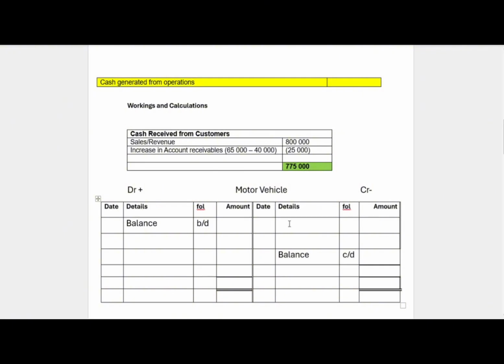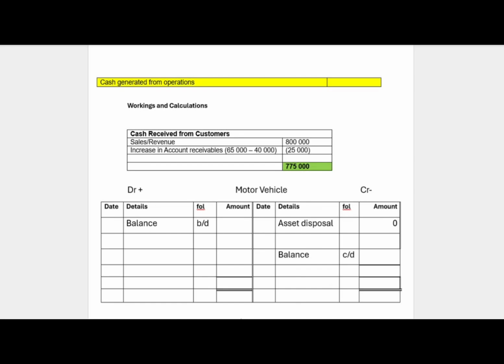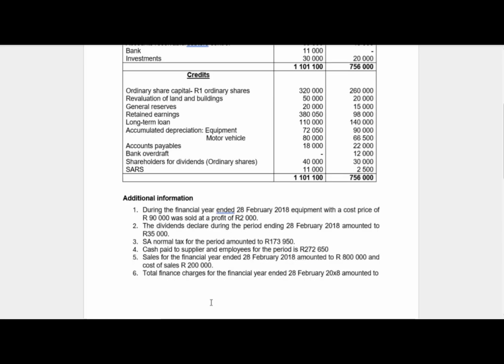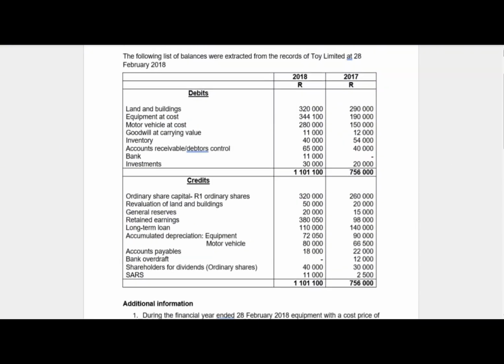And then we don't have asset disposal, but I'm just going to put it: asset disposal. Asset disposal is 0 here because we didn't dispose of any motor vehicle, right? There's no additional information about selling a vehicle or whatsoever, so we are fine. So let's go to the question and check how much is our cost price for motor vehicle at the beginning of the year.